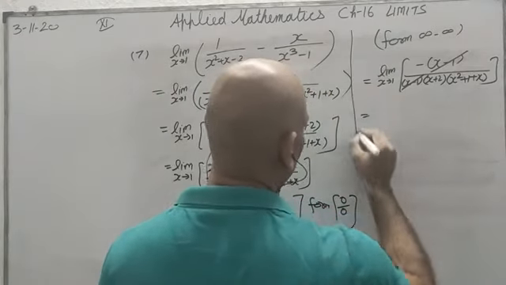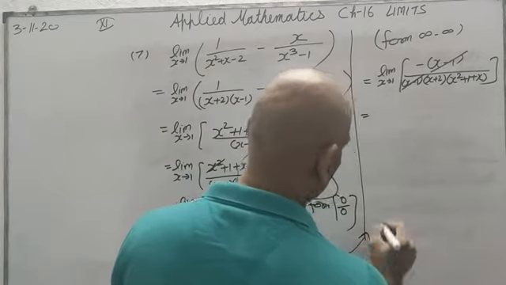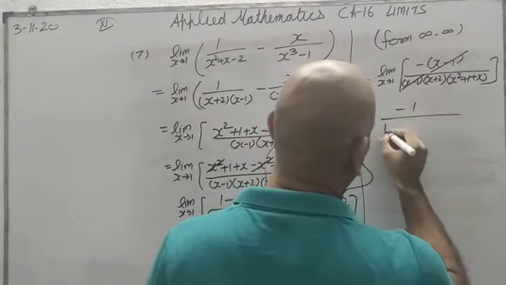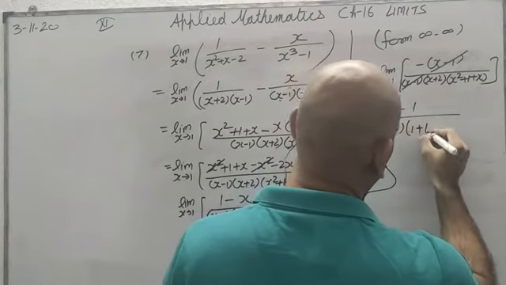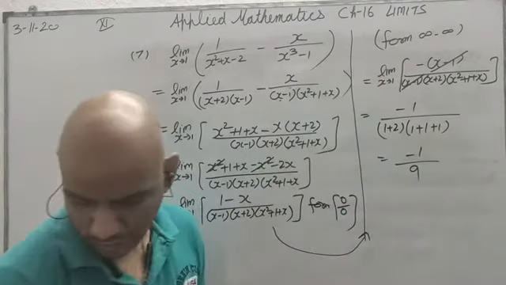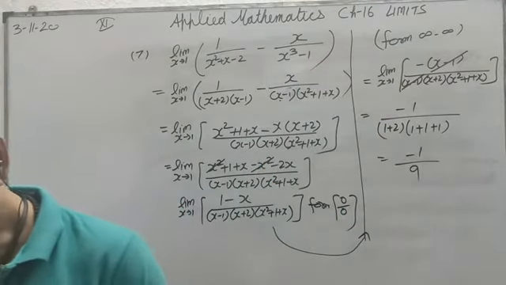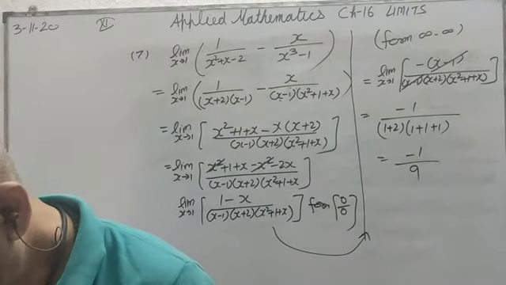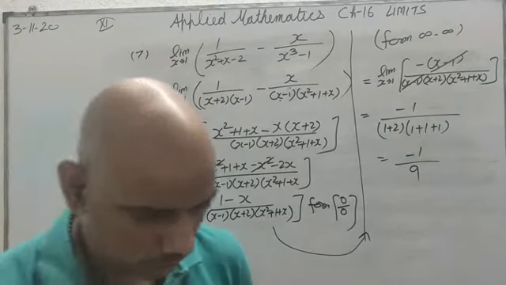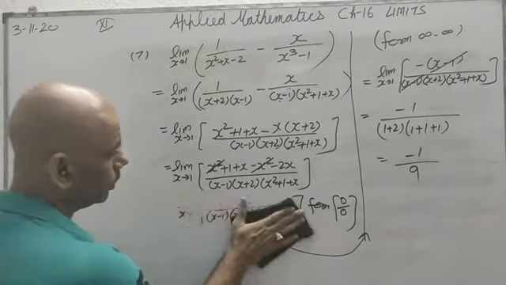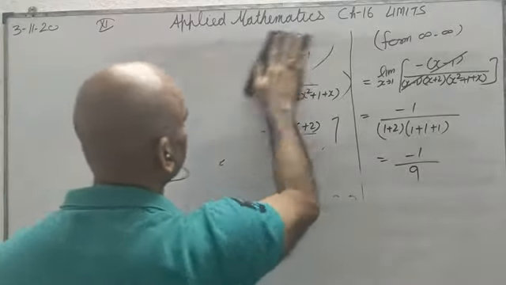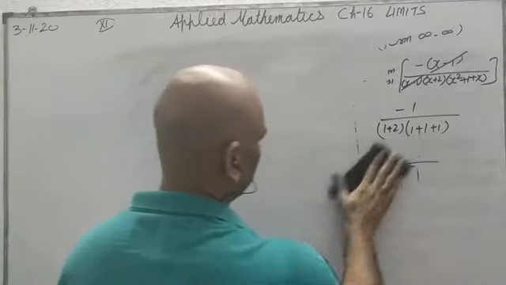Thereafter, now substitute the limit. So minus 1 upon 1 plus 2, 1 plus 1 plus 1. I got minus 1, 3 and 3, 3 is 9. So the answer of this is minus 1 upon 9. Okay. This way, this is the algebraic limits. Let me solve one more question for you, and thereafter in the next video we will go for the next method.